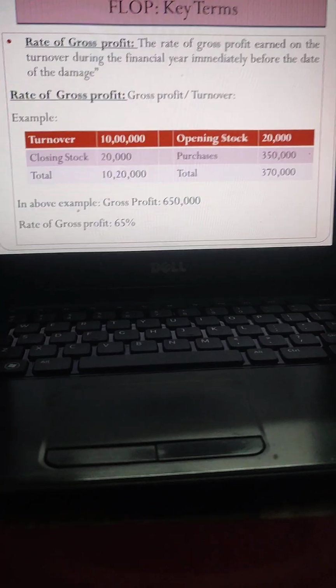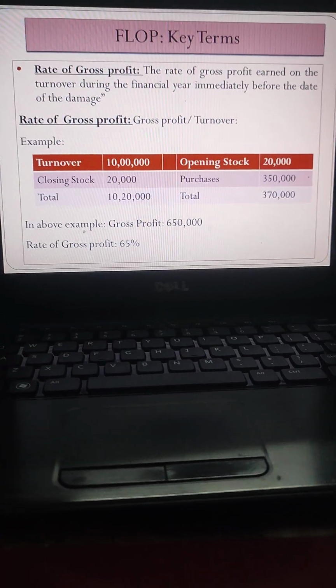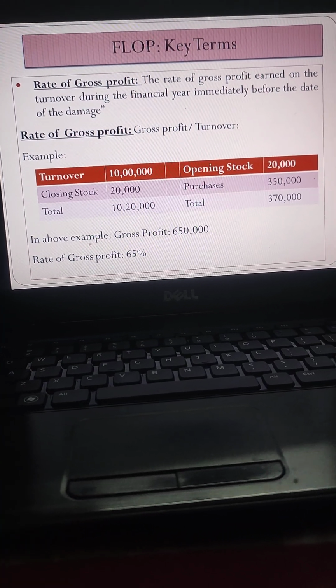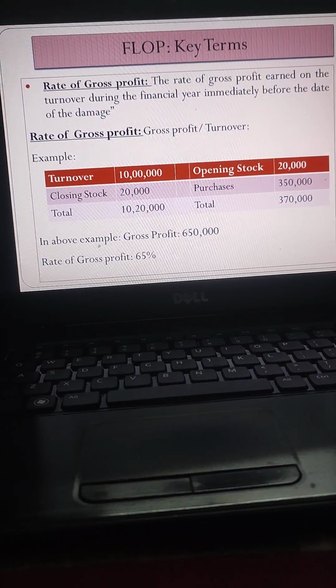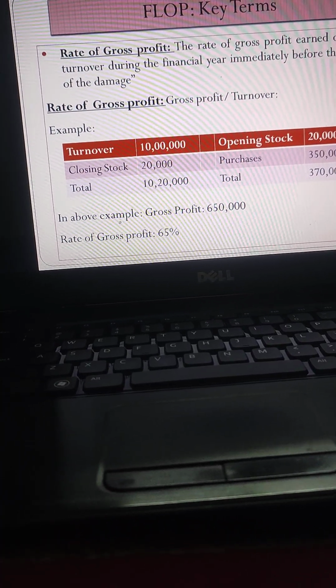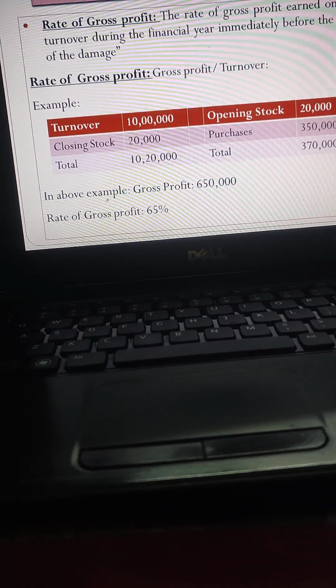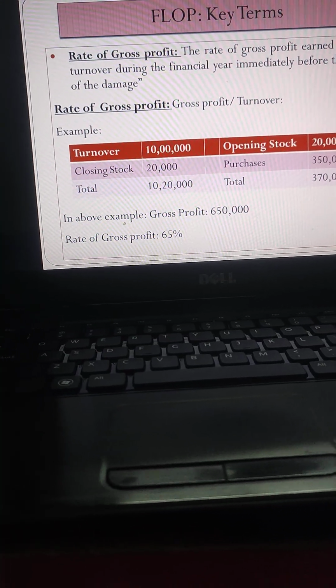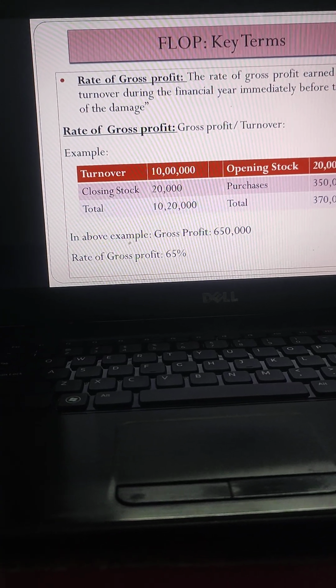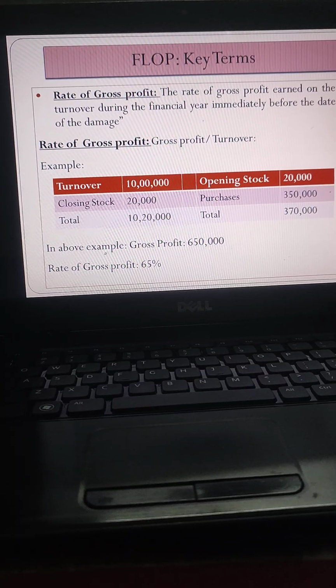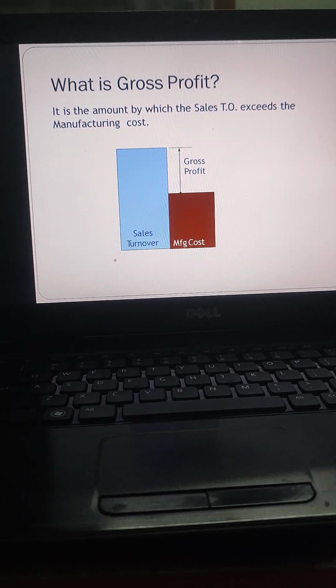Rate of gross profit is the rate earned on the turnover during the financial year immediately before the date of the damage. Rate of gross profit means gross profit upon turnover. Say for example, turnover is 10 lakh, closing stock is 20,000, so total is 10 lakh 20,000, while opening stock is 20,000 and purchase is 3 lakh 50,000, so total is 370,000. So in the above example, the gross profit is 6 lakh 50,000 and the rate of gross profit is 65%. So that is the way the rate of gross profit is worked out.